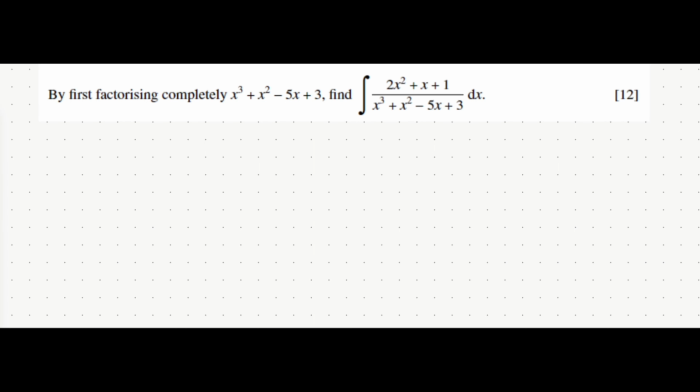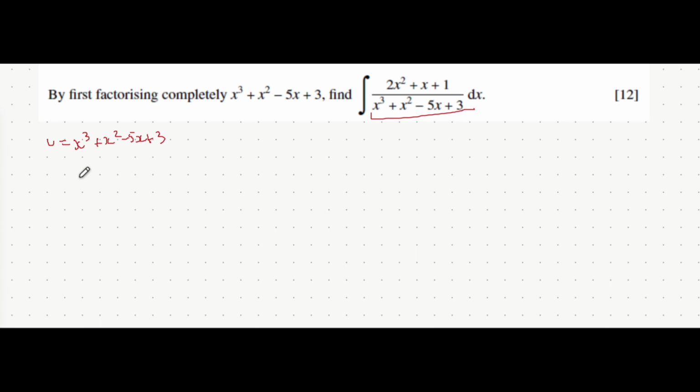In this video, we're going to have a look at an A-star level question on integration. Just from first sight, you might have spotted that when you differentiate x cubed, you get 3x squared. So perhaps integration by substitution might work. If you do use that, then we'd replace u with the denominator, so x cubed plus x squared minus 5x plus 3.